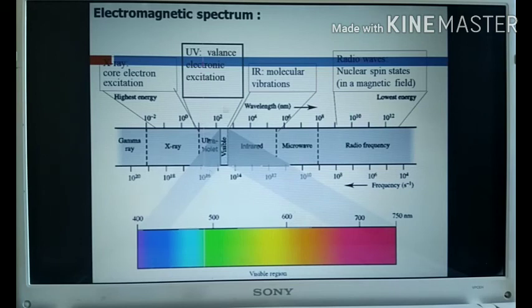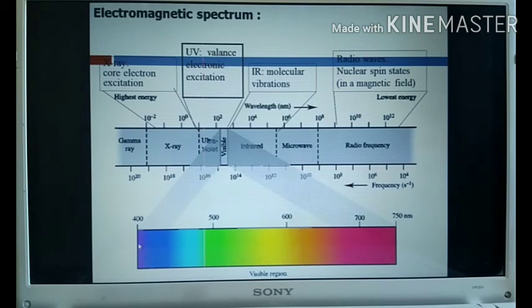So therefore, this is the UV visible range of radiation, and this range of radiation interacts with the molecule. Now this range brings about changes in the electronic energy level. So this is the ultraviolet region and this is the visible region that we can see here. In the expanded region, it is 400 to 750 nanometer of wavelength.